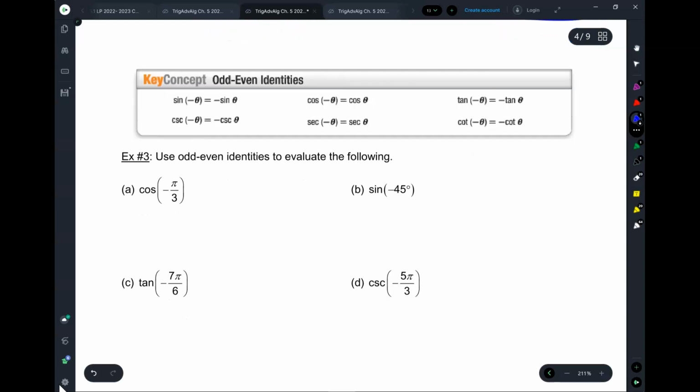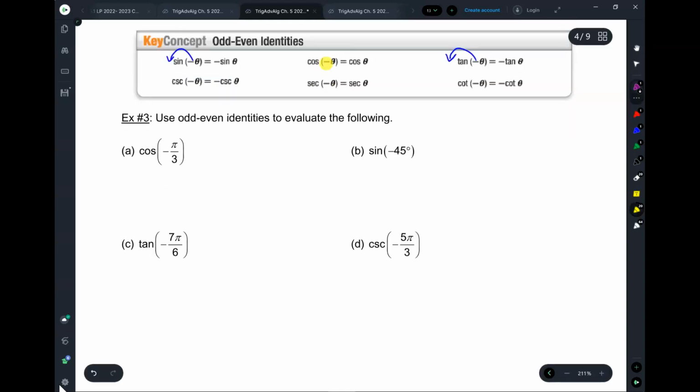So even and odd identities. Here's how this works. If you have a negative inside the sine, the negative basically comes out. If you have a negative inside the tangent, it basically comes out to the front. If you've got a negative inside of the cosine, it engulfs the negative, and so it goes away. And because the bottom ones are just reciprocals, they follow the same rule when it comes to positive or negative, right? So how do we use these?